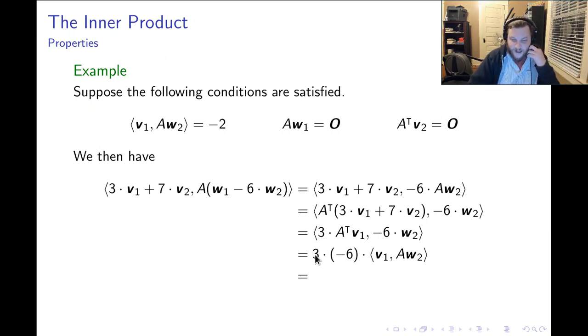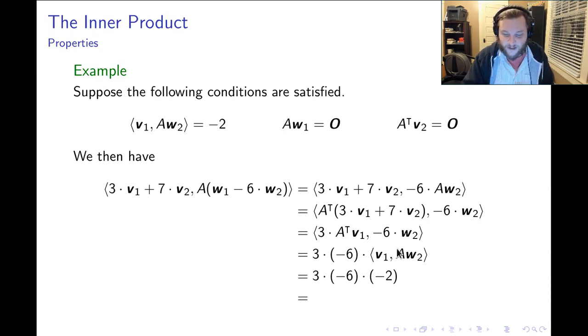So 3 comes out of the inner product because it's on the left-hand side of the inner product, and -6 also factors out because it's on the right-hand side of this inner product. So now I'm left with 3 multiplied by -6, multiplied by the inner product of v1 with A times w2. But we're told in this problem that the inner product of v1 with A times w2 is -2. So I should get a -2 here.